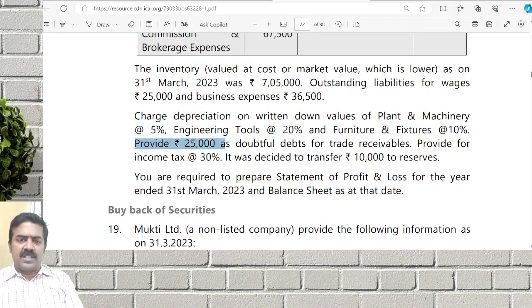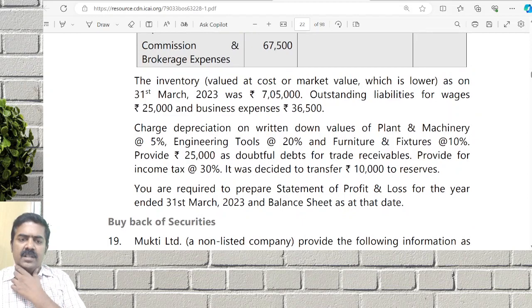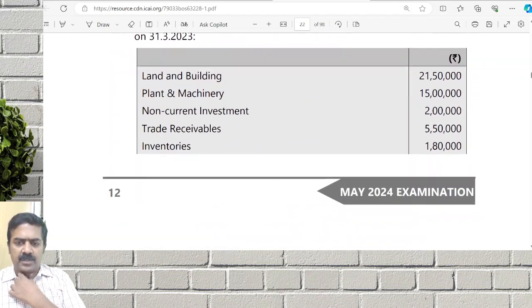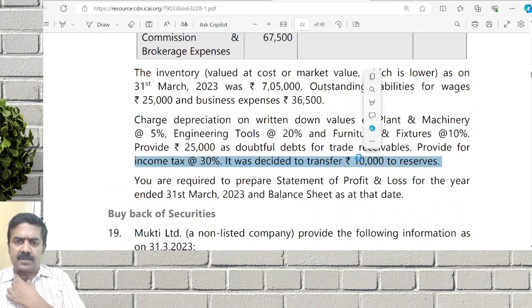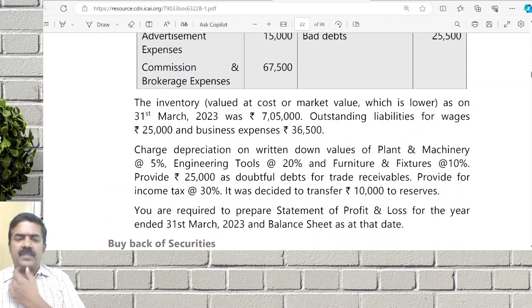Provide 25,000 as doubtful debts. Okay, from debtors you will eliminate and you will charge it in other expenses. Provide income tax will come in what? P&L account. It was decided to transfer what? 10,000 to reserves. They have asked to transfer 10,000 to reserves. That will be adjusted in what? That will be adjusted in reserves and surplus.